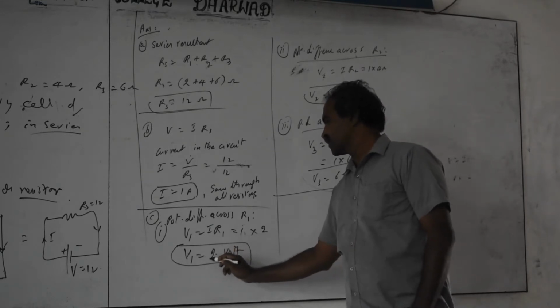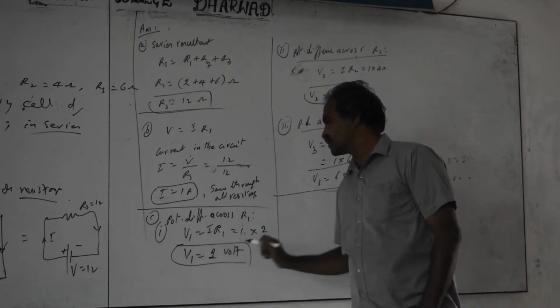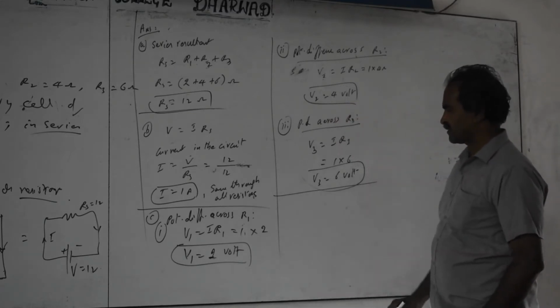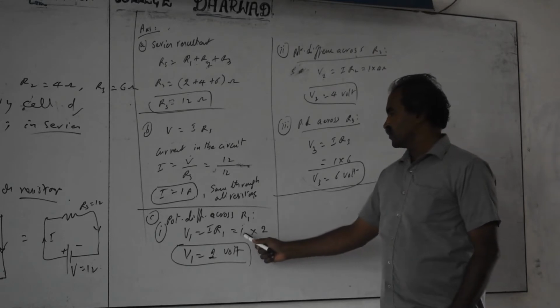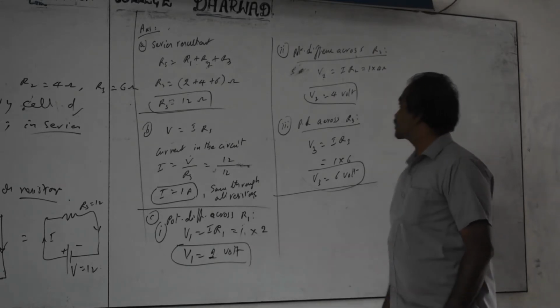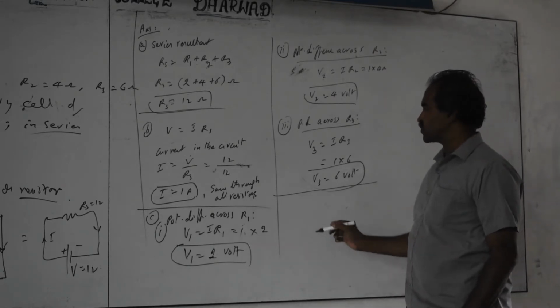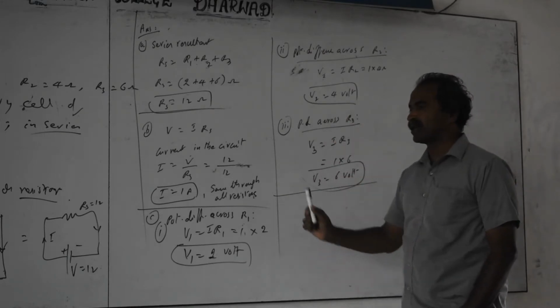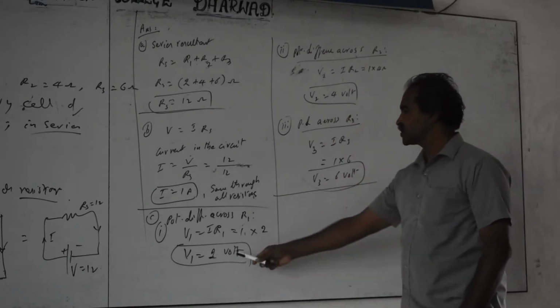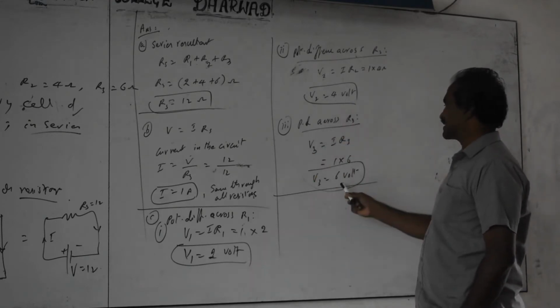Two volts then. 2 volts. What is 2 ohms into 1 ampere current? It is 2 volts. For checking purposes, the total voltage V is supposed to be equal to V1 plus V2 plus V3. V is the battery voltage, 12 volts. So this is 2 plus 4, 6, plus 6 is 12 volts.